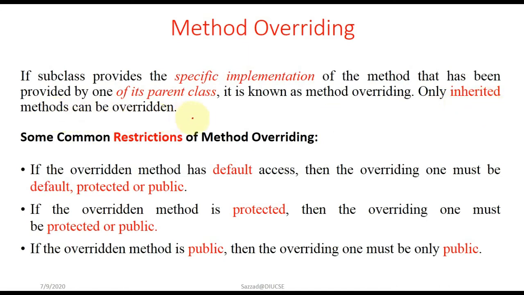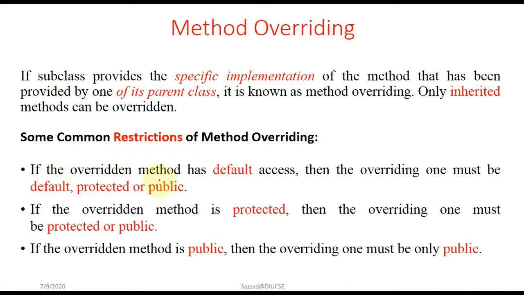Only an inherited method can be overridden. So if there are two classes, one parent class and another child class, and the child class inherits the parent class, then the method declared in the parent class needs to be implemented in the child class. So that is actually called overriding. Some common restrictions of method overriding. These are the restrictions when we are going to do overriding.